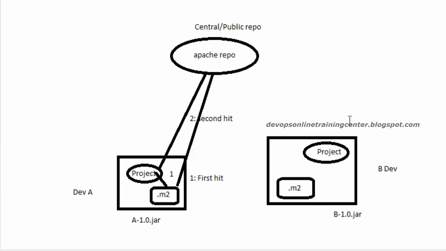So with the typical workflow of Maven, it first looks into the .m2. That is the first hit, guys. It didn't find it here. Now the second hit is going to be the central repository. It didn't find it here either. So if it didn't find it in the .m2 or in the central repository, what will happen? The build will fail and it comes out.